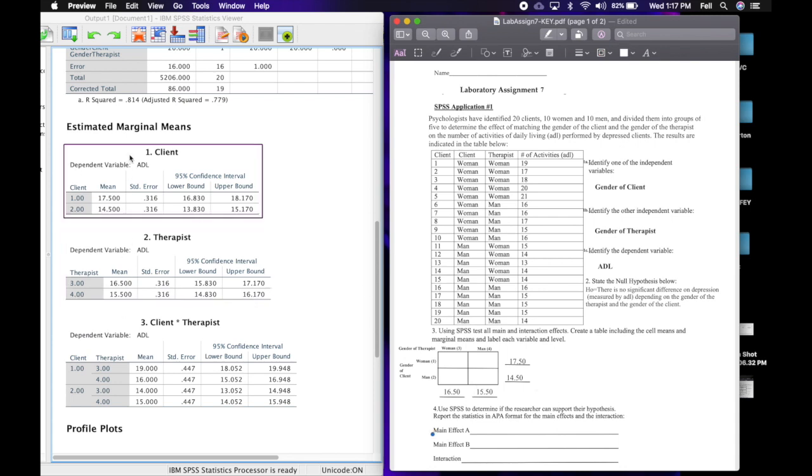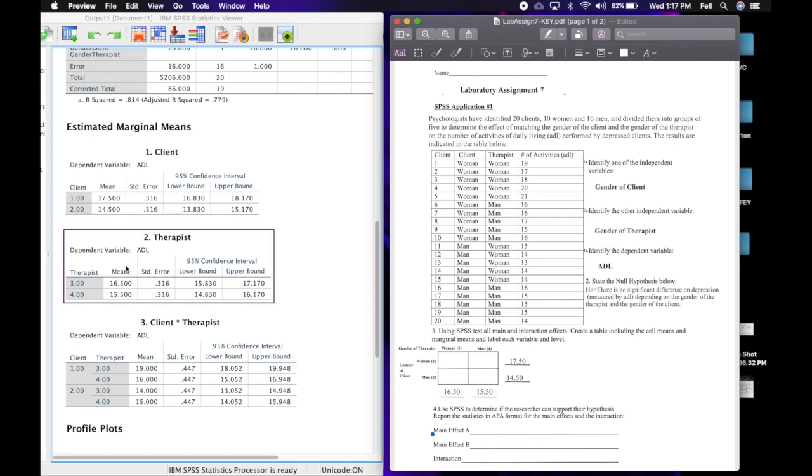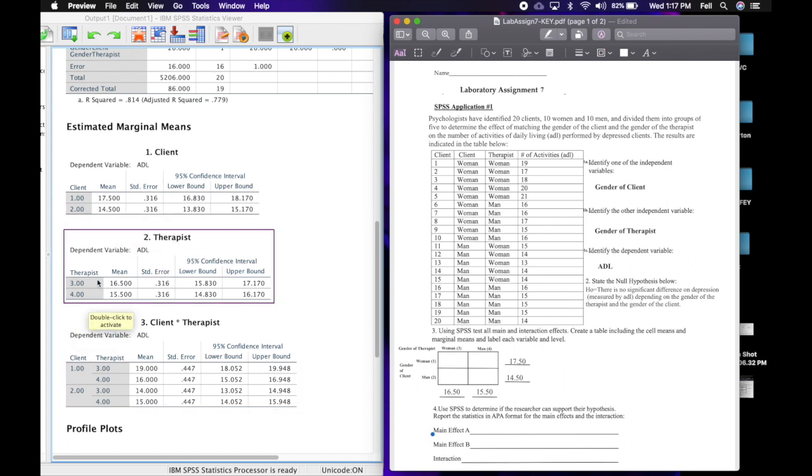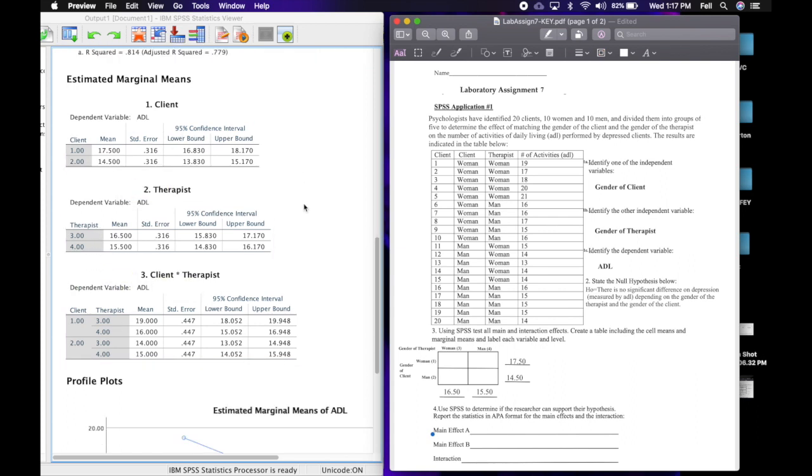Okay, so these first 2 marginal mean boxes are giving us the marginal means, the values outside of the cell for the rows and the columns. And then down here is our interaction. And the interaction is going to represent all the values inside the cells, or the cell means. So when the client is coded 1, or woman, and the therapist is coded 3, or woman, the mean for that cell is 19. So 1 and 3. So I'm going to come over here, and I have coded 1 and 3 this cell. So this cell is going to be 19.